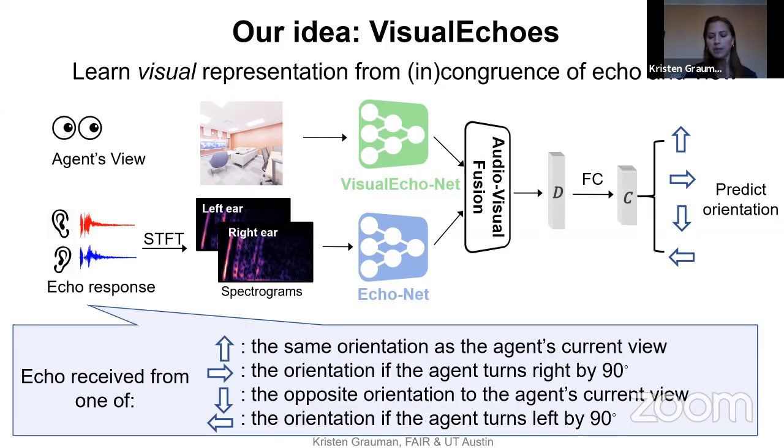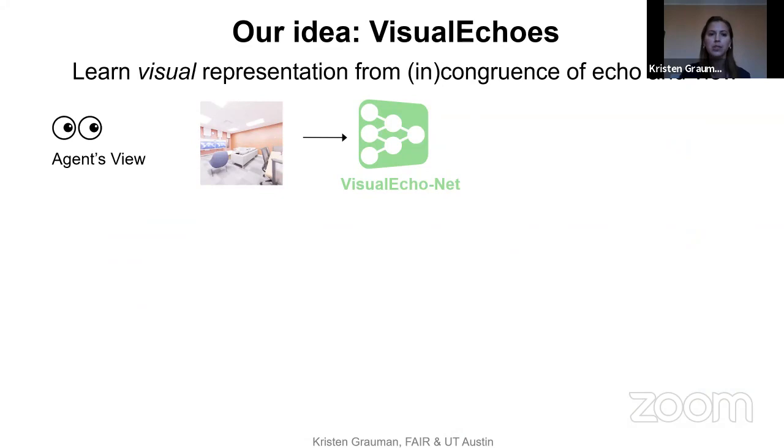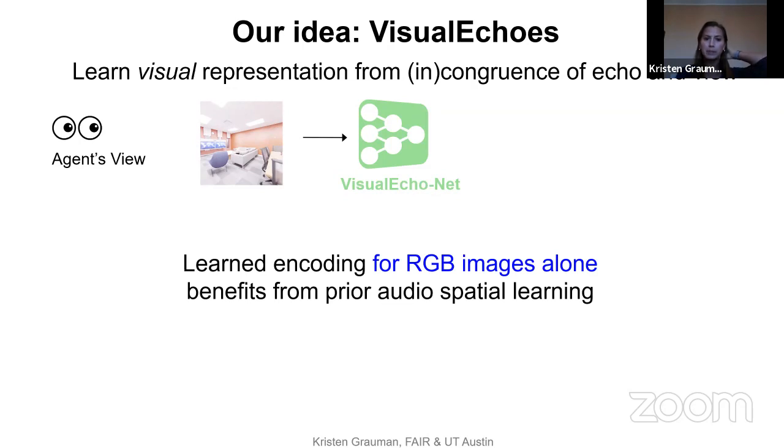And if it can capture that information well, that means we're left with the visual encoding that's been enriched by this audio during training alone. So in fact, the product of this approach is not a multimodal system, but instead a visual encoding that will take RGB images alone to do a more spatially enhanced encoding of that input.